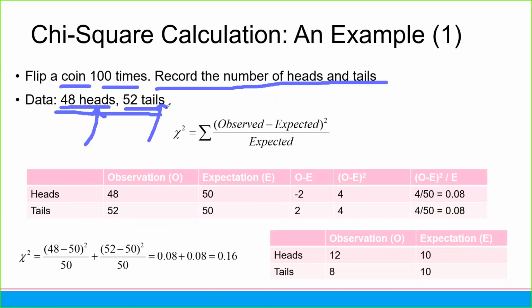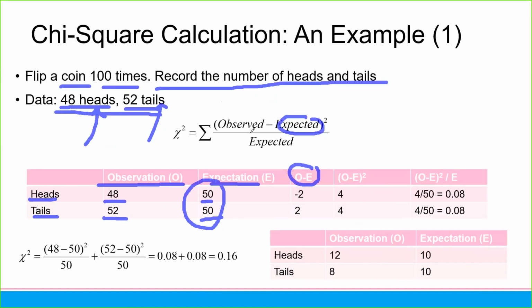So if I toss 100 times, it's obvious that the expectation should be the same, 50-50. So the head observed value is 48. We expected 50 times. The tails 52 times. We expect 50 times, 50-50. So is there any correlation between head and tails? We can check with the numbers. O minus E, observed minus expected. So 48 minus 50, it is minus 2. Power of 2, it becomes 4.